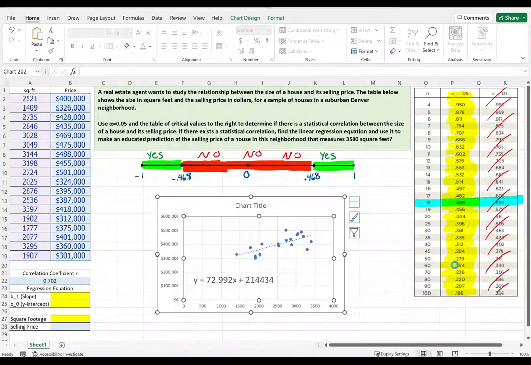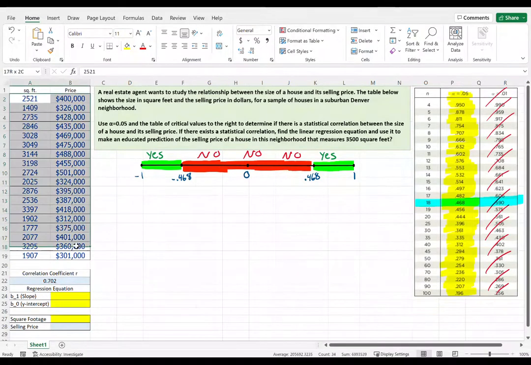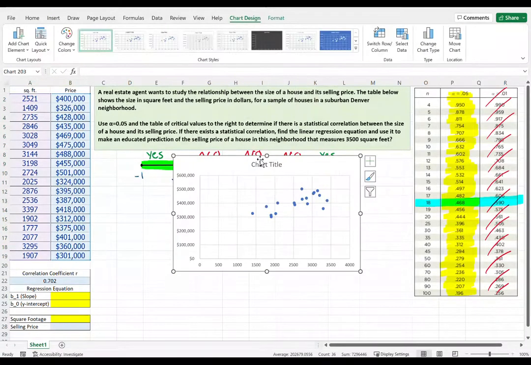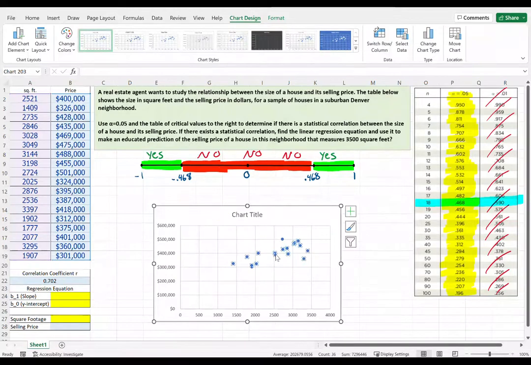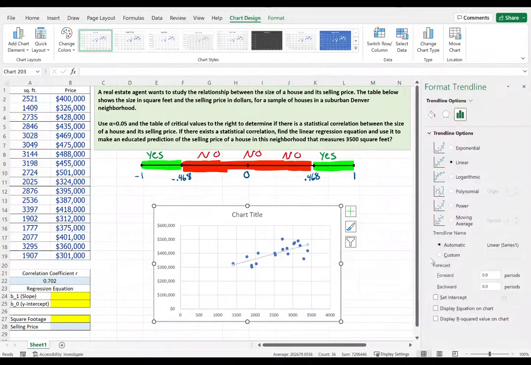All right, so let's do that one more time quickly. Scatter plot: highlight the data, insert a scatter plot. Highlight the data on the graph, right click, add trend line. Make sure it's linear. It should automatically be selected as linear by default, but if it's not, make sure it's linear. And then click on the box that says display equation on chart.